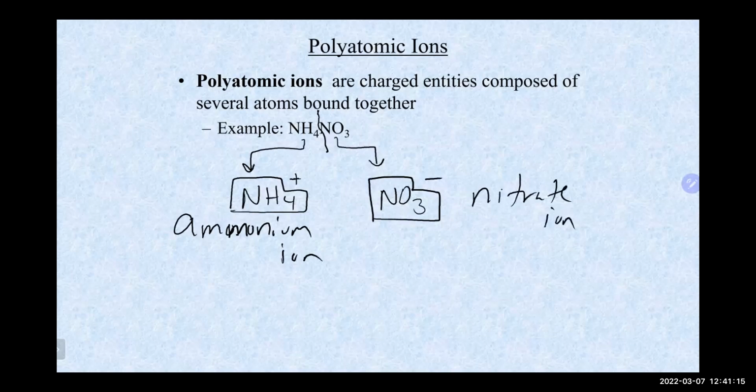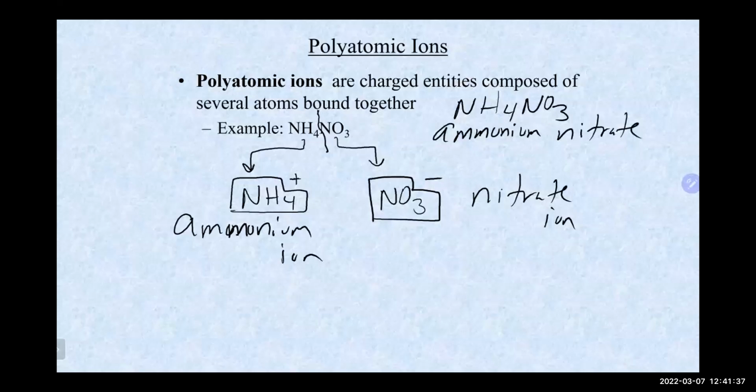The good news is with polyatomic ions, no matter how many you have of them in a compound, you just use the name. So if we were to name this guy NH4NO3, we would just simply put both of those names together in this case, and this would be known as ammonium nitrate. So ammonium nitrate would be the name of this guy, simply just taking both polyatomic ion names and putting them together.